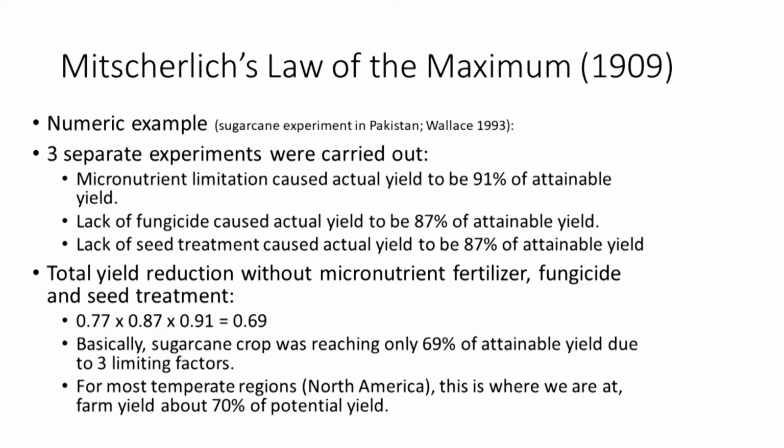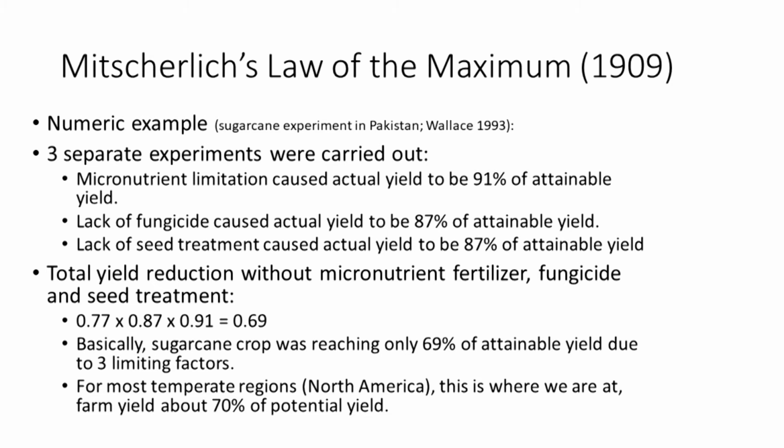So this is data from a sugarcane experiment in Pakistan. This was an on-farm experiment. I know this is not a temperate cropping system, but it really illustrates well this law of the maximum. So on this plantation, they wanted to increase yields, increase profitability, and so they did 3 different experiments where they compared their typical farming practices to adding micronutrients, adding a fungicide, and adding a seed treatment, all in 3 different experiments. And then they looked at what their typical yield was without that factor compared to what they attained with whatever that micronutrient or that seed treatment. And you can see here what they found.